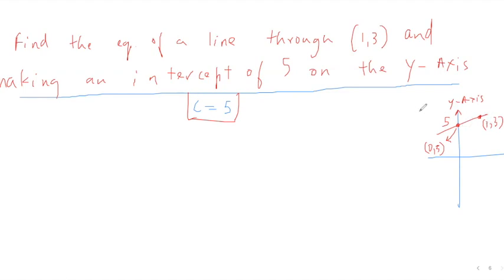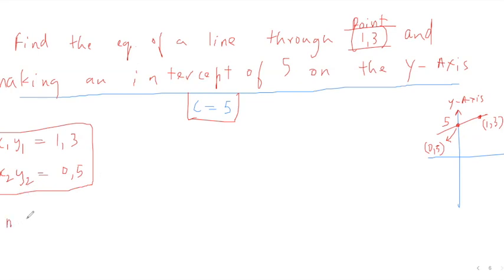You can use the 2-point form, or you can use the point-slope form. Oh, I'm sorry, you have to use the 2-point form, right? So you have x1, y1 equal to (1, 3), and x2, y2 equal to (0, 5). All right, so from here, you find m. How do you find m? y2 minus y1 divided by x2 minus x1. Very good.